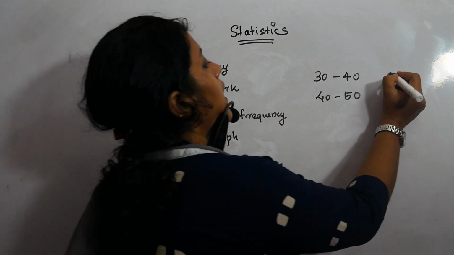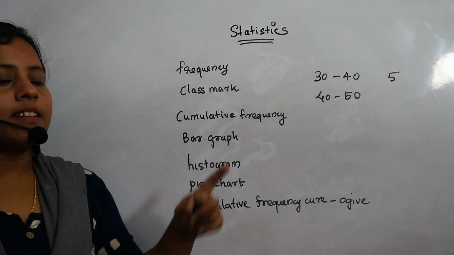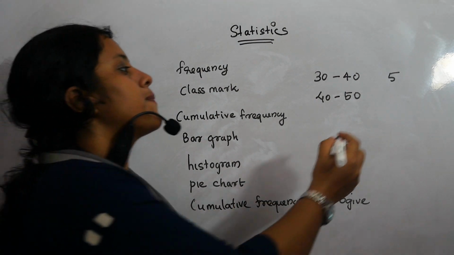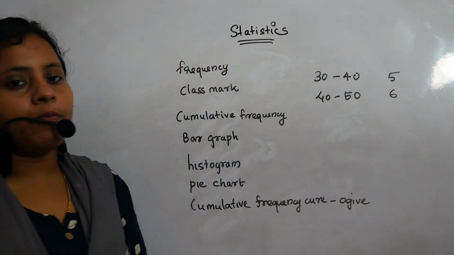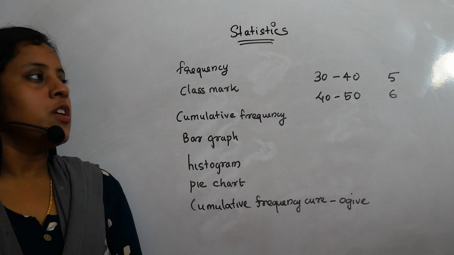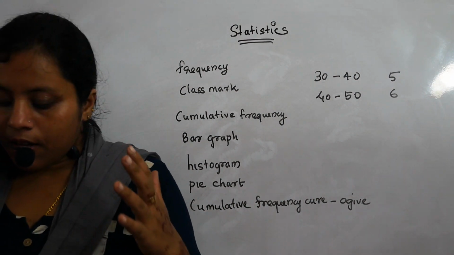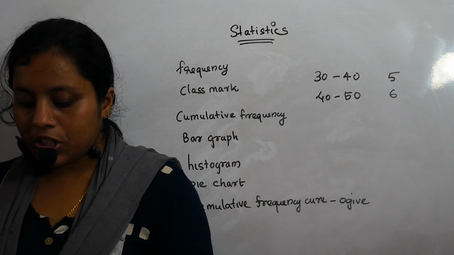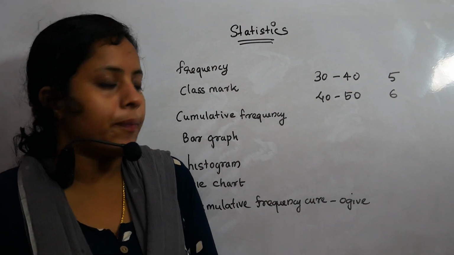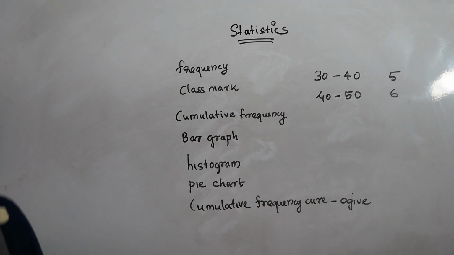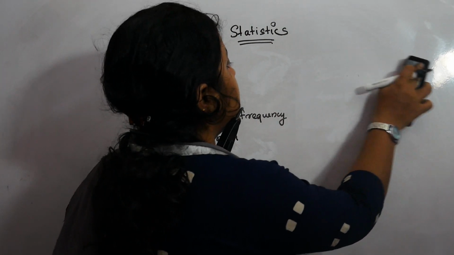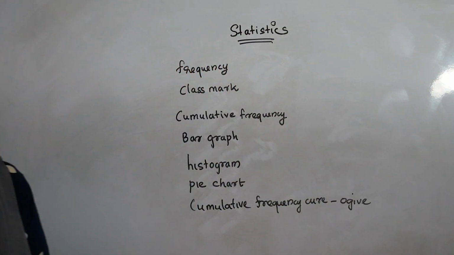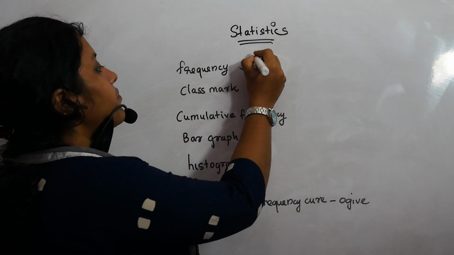Suppose 5 people are in this range, that is the frequency of 30 to 40. 6 people are in this range, that is the frequency of that class. So frequency is the number of people, the number of observations falling under that class. That is the definition of frequency.